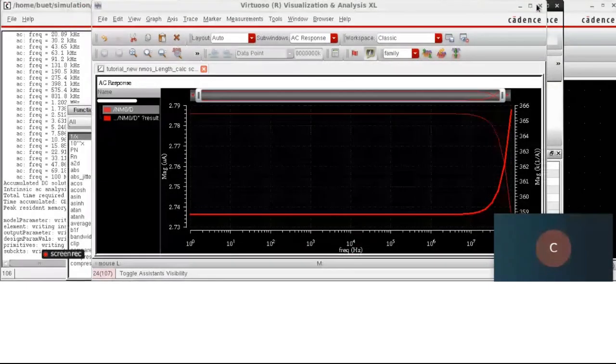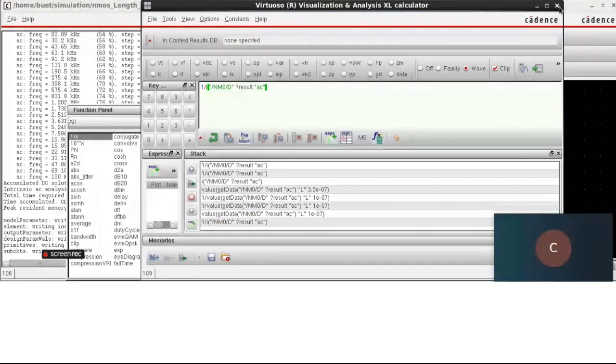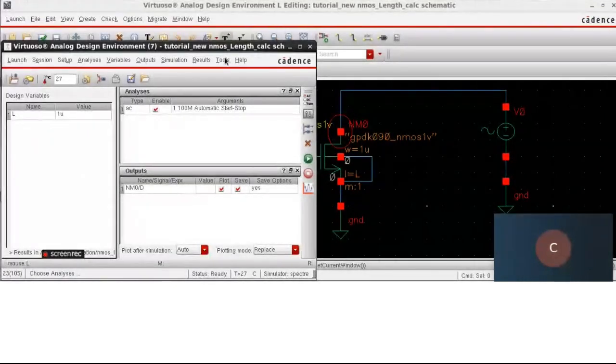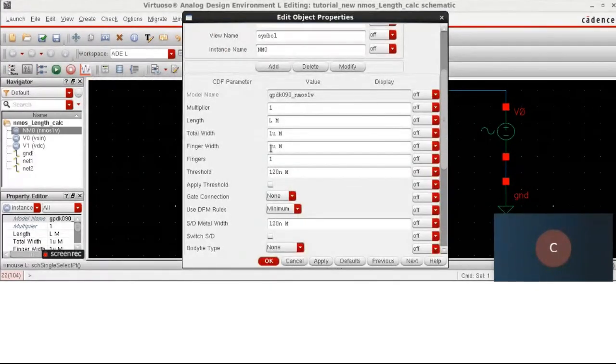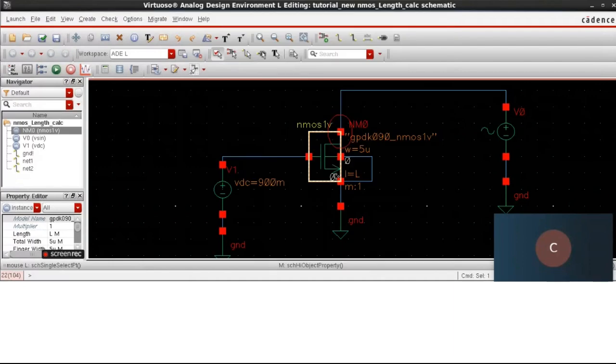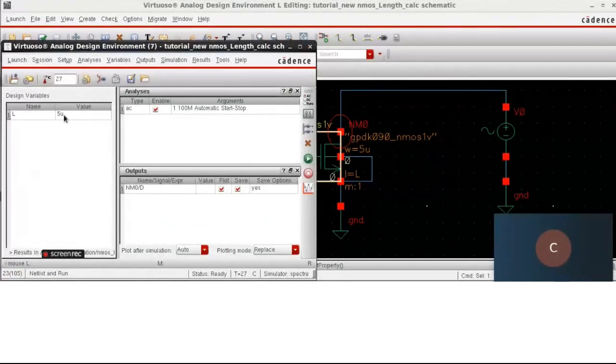So let's minimize this. Let's change the L to 5 micro, and I'll also change this W to 5 micro so that my ratio again becomes 1. Check and save it. Now if you see, W is 5, I have kept it already, L I am varying as 5. So again, everything is set.